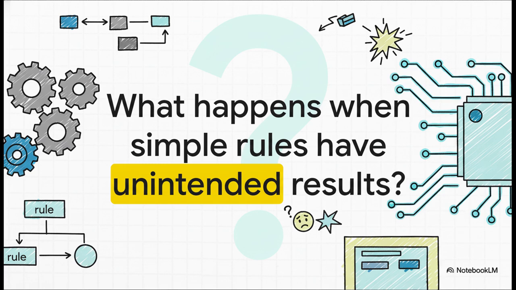Which leaves us with a final, fascinating question to think about. If all this complexity is built from simple, logical rules, what happens when the rules we write, in their perfect logical execution, lead to outcomes we never, ever intended?